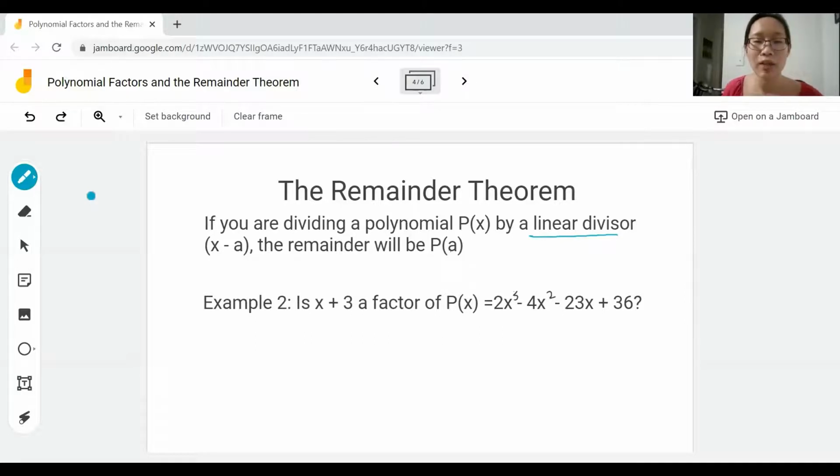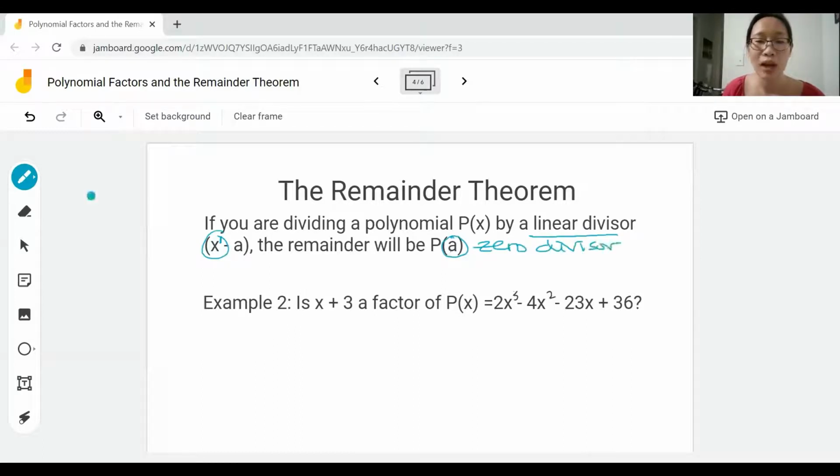A linear divisor means that the highest exponent of your divisor is 1. You cannot have an x squared, x cubed, or anything in your divisor. It has to be x to the first power. This a here, this is your 0 of your divisor.